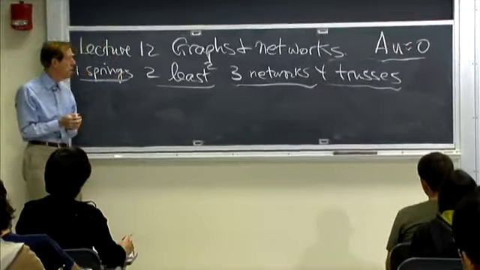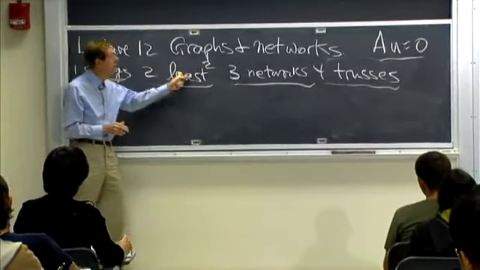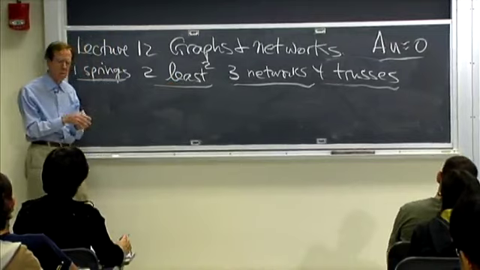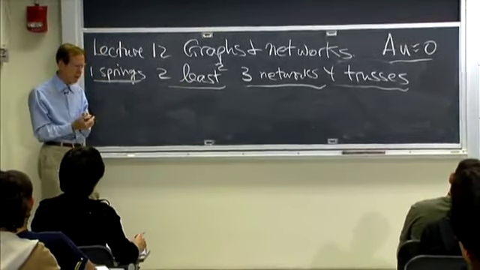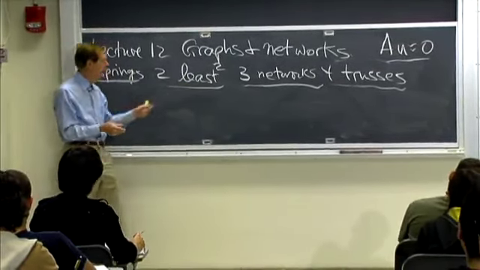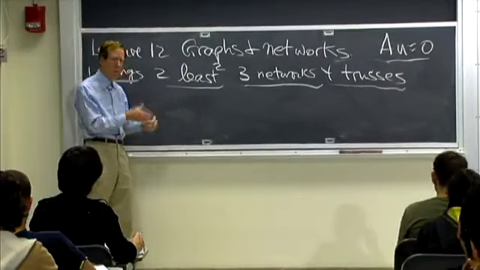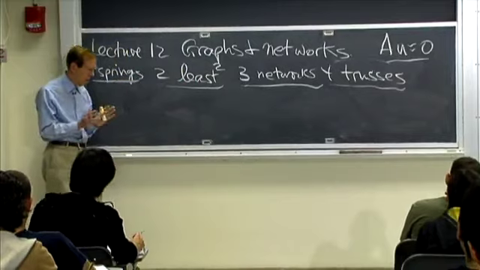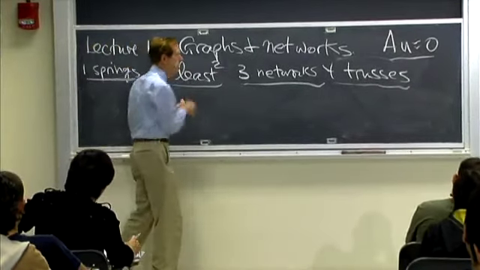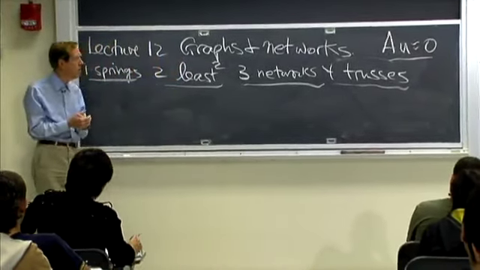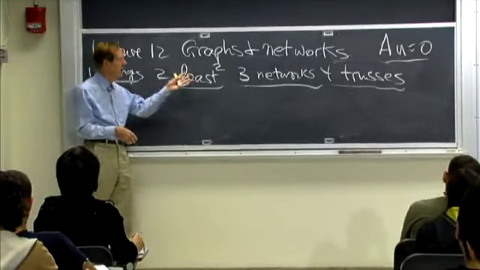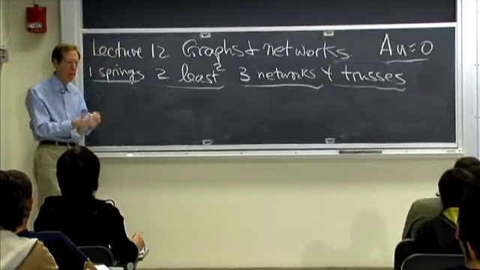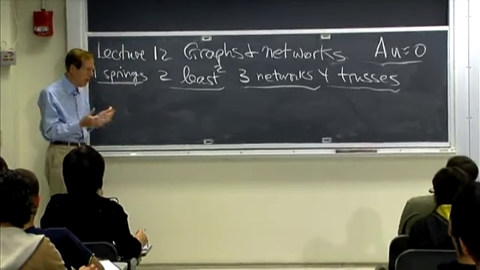In least squares, we assumed there weren't any. Because we wanted to work directly with A transpose A, the normal equations, we assumed that the columns of A were independent. We assumed that there were no nonzero solutions to Au equals 0, because if there were, that would have made A transpose A singular, and we would have had to do something different.